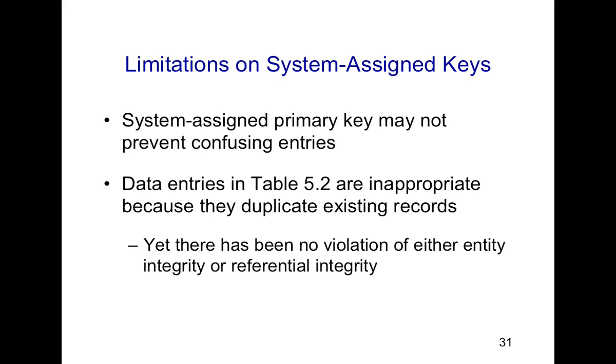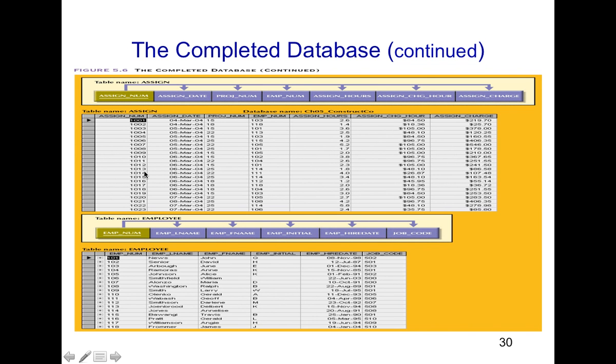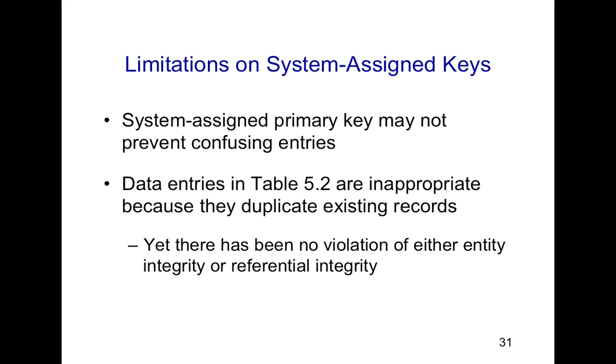Now we have these limitations on system assigned keys, which is why you want to use meaningful data. As an example, if the project IDs are assigned numbers like 1, 2, 3, 4, 5, or 101, 102, it doesn't make any sense sometimes. If I just gave you a number and said you're number 100, 5 years from now you're going to go, what was my number? I don't know.